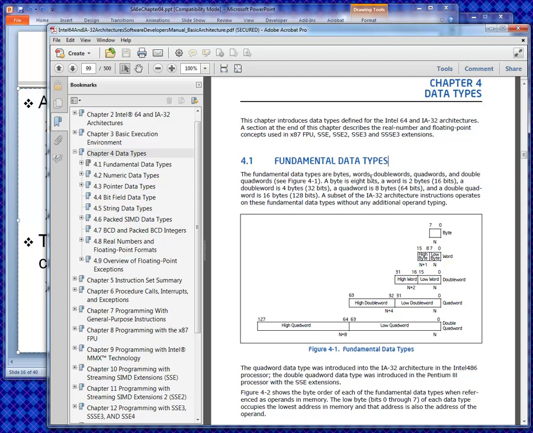And let's look at this very first sentence. The fundamental data types are bytes, words, double words, quad words, and double quad words, summarized in this figure. So a byte, as we already know, is 8 bits. For Intel processors, a word is defined as 16 bits. 32 bits is a double word, 64 bits is a quad word, and 128 is a double quad word.